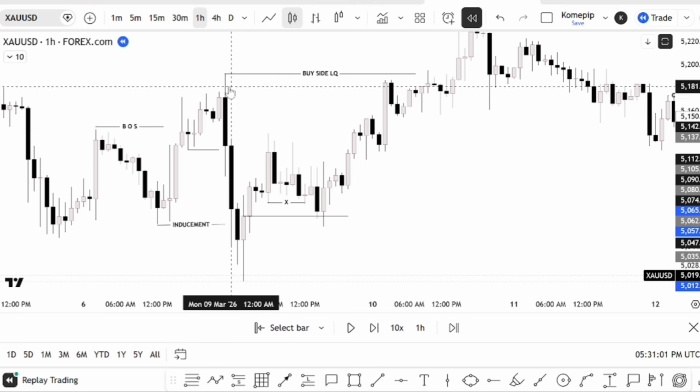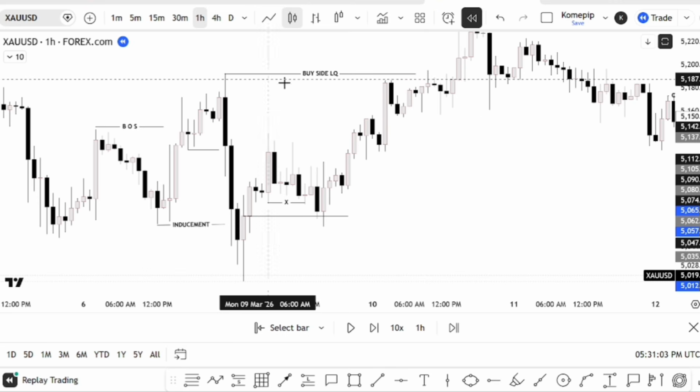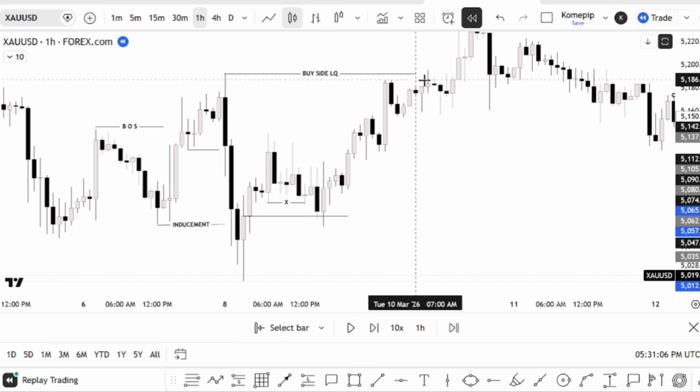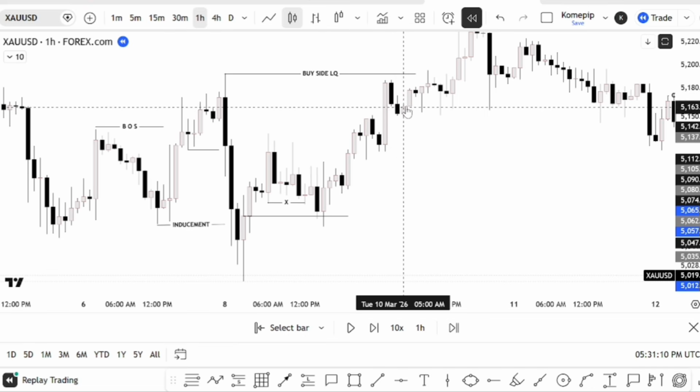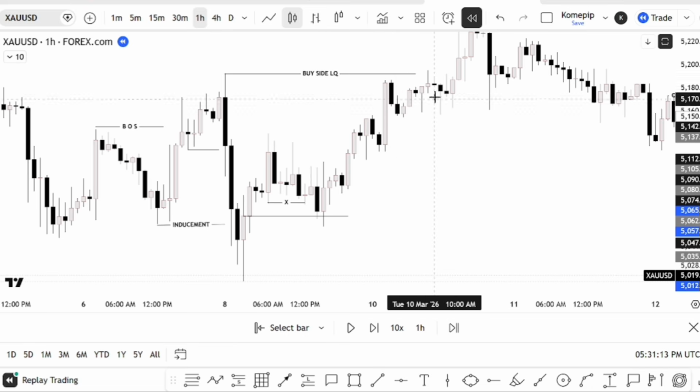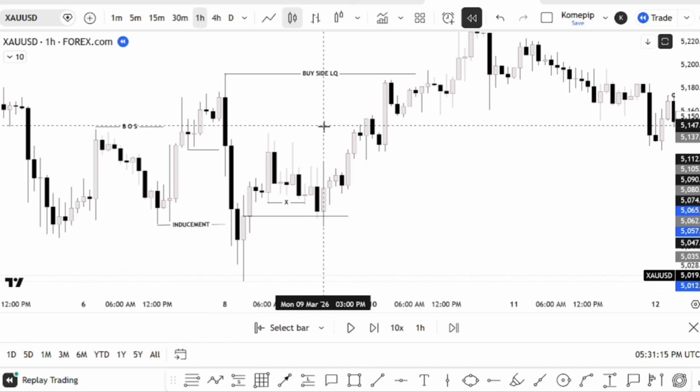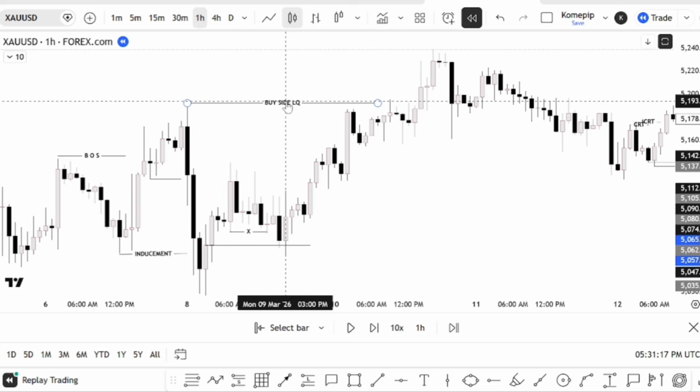So if the sellers are more dominant in the market, when price comes and takes it out, and the movement that is coming, let's say it is buyers that are coming, if the buyers are more dominant than the sellers, then this becomes a true break of structure.